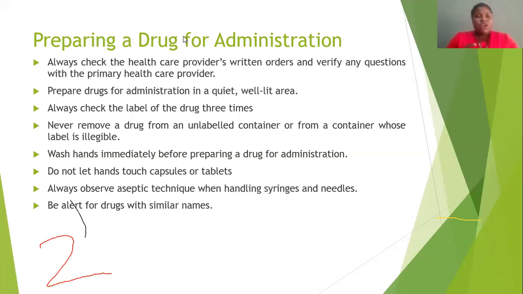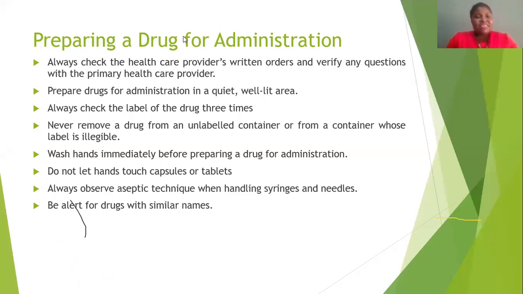So you also always check the label of the drug 3 times. The first is immediately the drug is taken out from the storage area. You check the drug label to be sure that this is the actual drug you want to administer to your patient. You also check the second time, immediately before removing the drug from the container. And the third time is before you return the drug back to the storage area. So you have to check the drug 3 times just to be sure that you avoid medication errors.